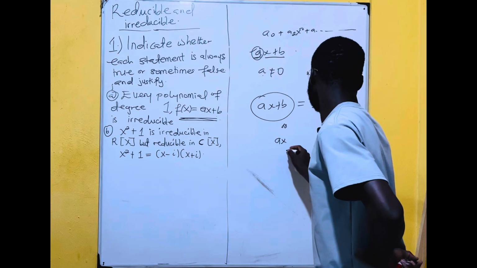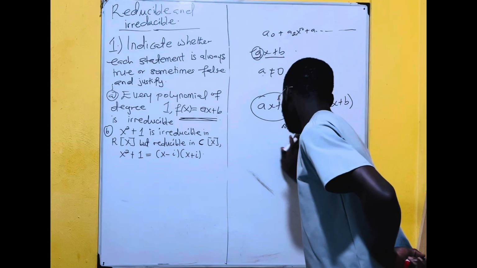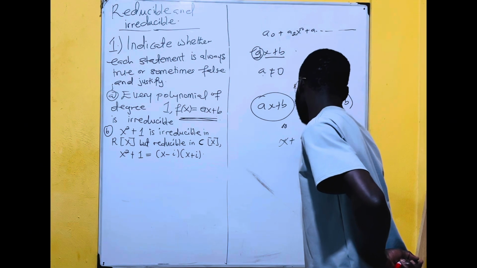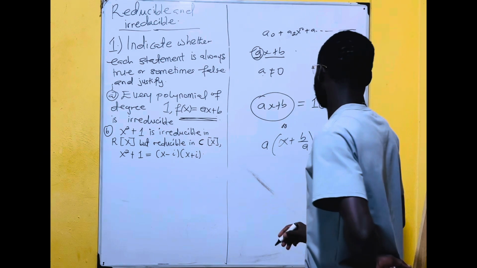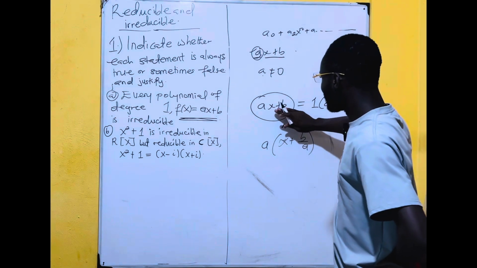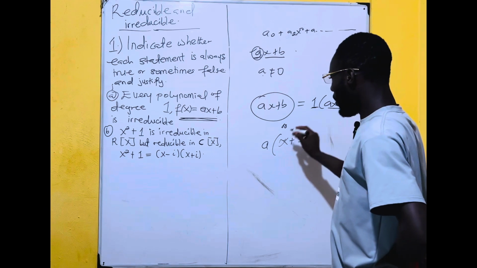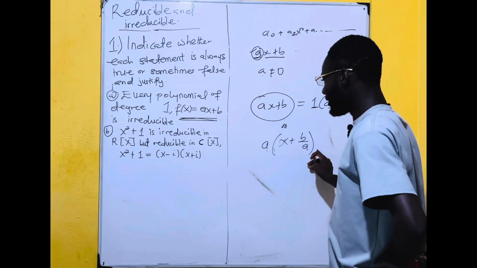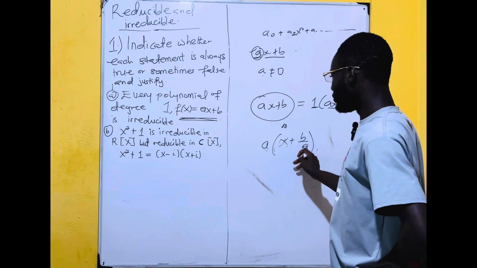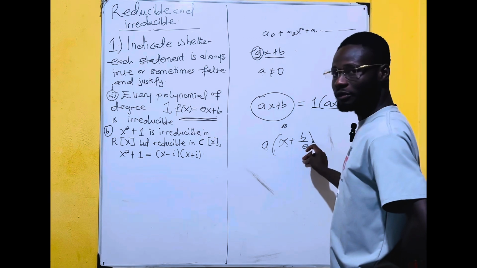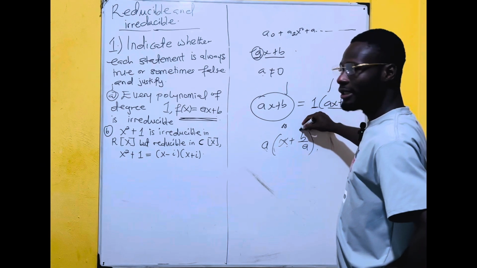a times x plus b over a, all multiplied by a. The only way you can write this expression is either writing 1 times the expression, or a times this expression. When you expand this, you're going to have ax here, and when you bring this a in, it cancels the a, and then you have your b. So the only way you can express this expression is this or this.